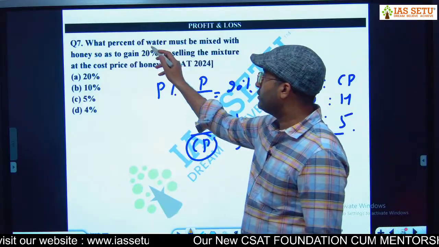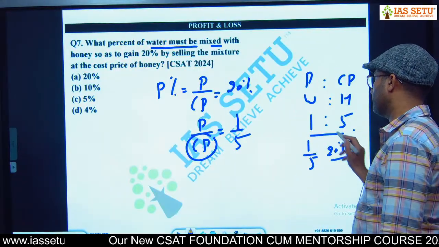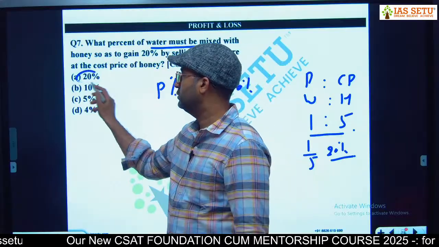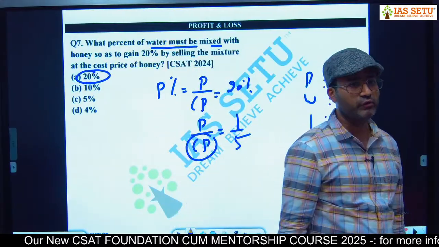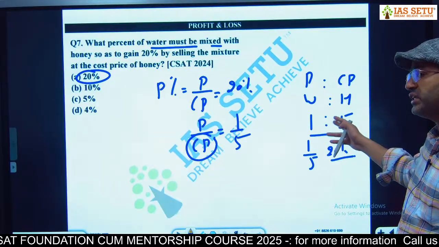So what percent of water must be mixing? 1 by 5. What is 1 by 5? 20%. 1 by 5 is the water. उसके अंदर पानी कितना? 1 by 5. और water and honey ratio is 1:5.